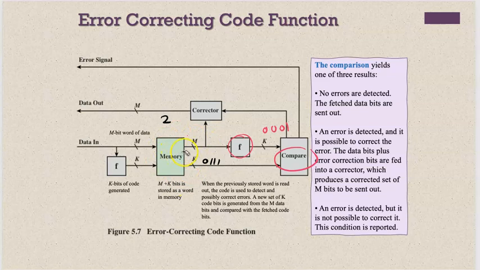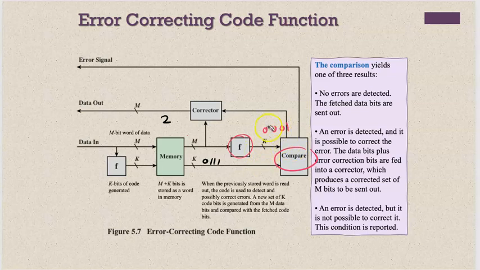Now we don't know whether M and K are actually correct or not. So the M that is accessed from the memory will go through a function generator, which produces a new K. If the K is similar, let's say it produces 0, 1, 1, 1 as well, then when you compare it, it is the same, so you know that your stored word is correct.